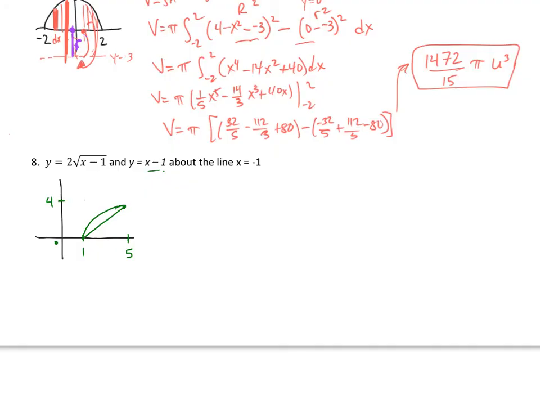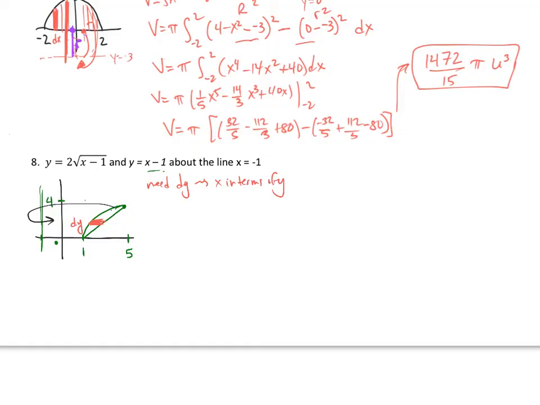And this time we're going about the line x equals -1. So that's this line right here. So all of this is going to get rotated that way. All right, so we take our slices to be perpendicular to the axis of rotation. And then when we do that, that's perpendicular to it, we realize that they need to be dy's. So we need dy, which means I need x in terms of y, which means I need to solve both of these equations for x.